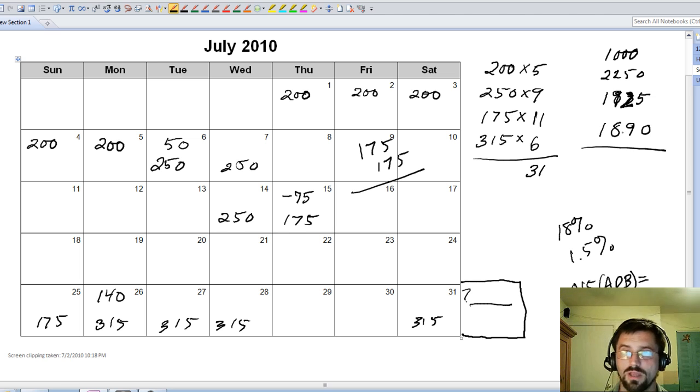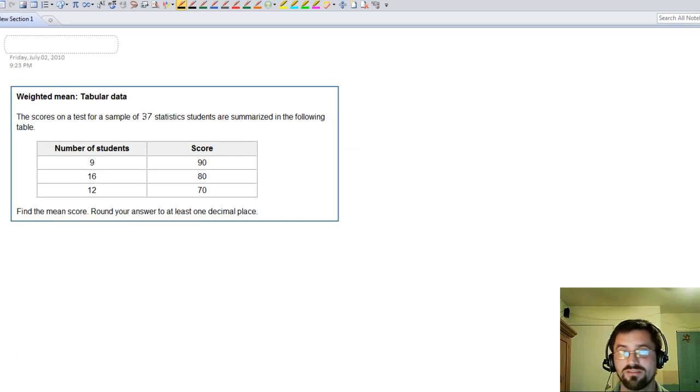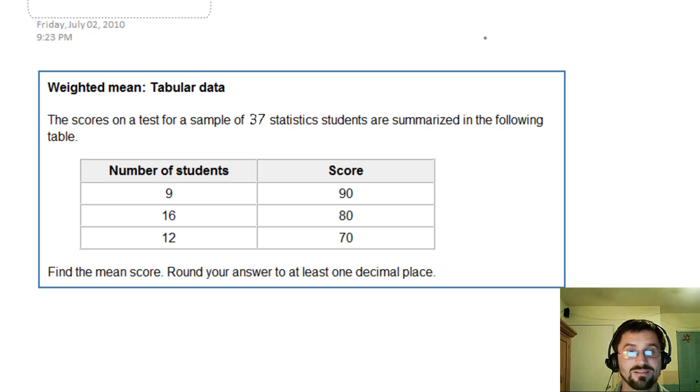So you add all these up. You get the sum. Divide by 31. You multiply that by 0.015. And that is how you would calculate your interest charge for that month, which we would add on to 315, which would give you your new balance. Not sneakers, but credit card balance. Alright, so that's another example from real life of a weighted mean.